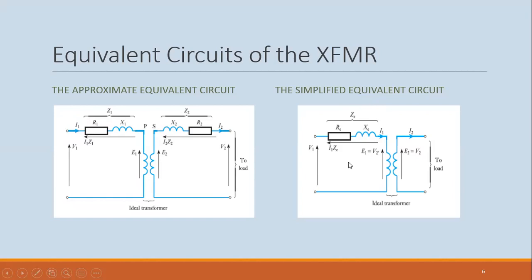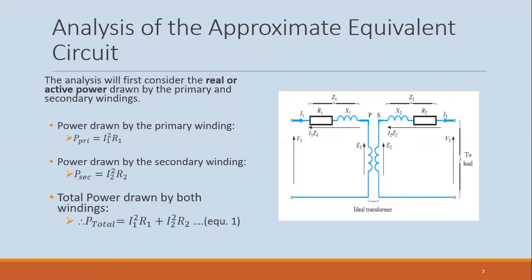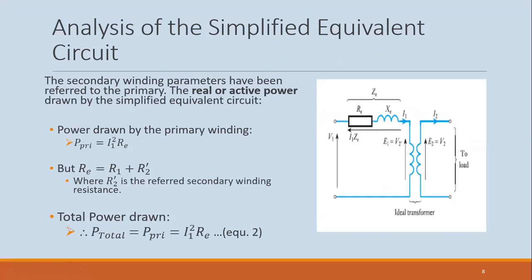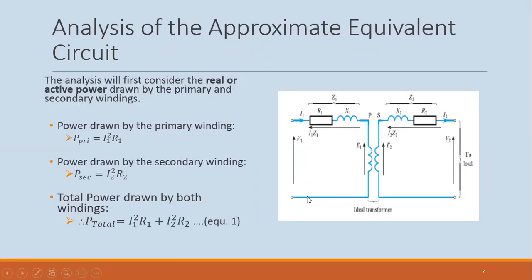All right, so what we want to do now is to look at the approximate equivalent circuit first. Then we're going to be looking at the simplified one afterwards. And we're going to be comparing them because we must make sure that both of them are actually equivalent. All right, so how we're going to analyze it is by looking at the real power losses in the windings for this approximate equivalent circuit.